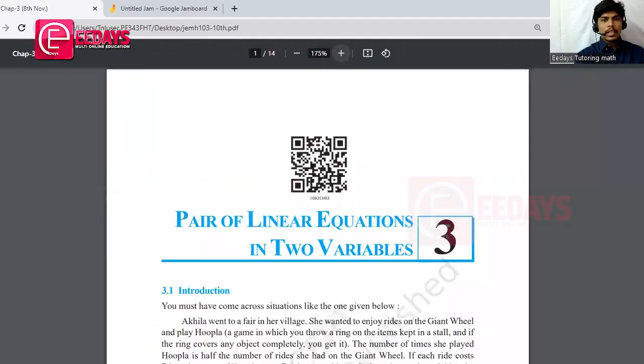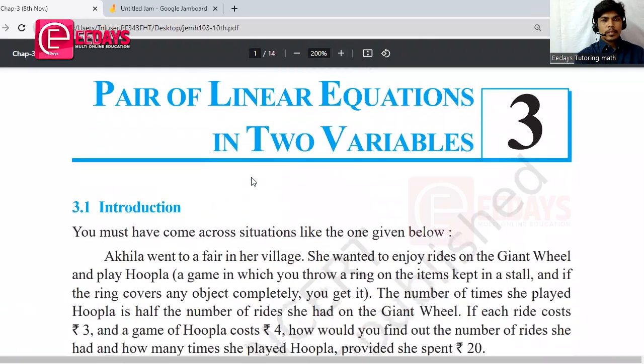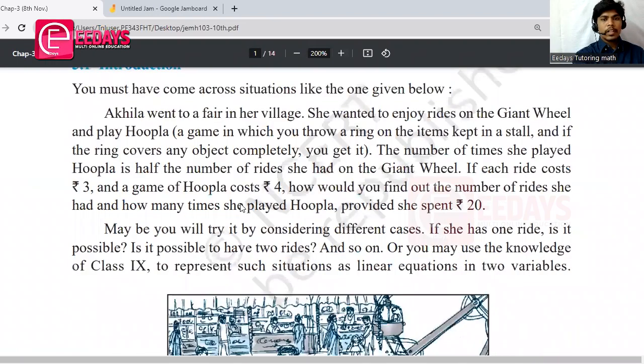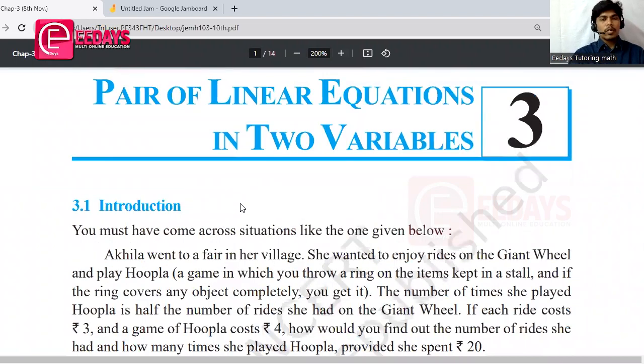Okay, let's start our session with the new chapter, that is pair of linear equations in two variables. In pair of linear equations in two variables, first, in grade 9, what you learned was about linear equation in one variable. What is the general form? Anyone remember?